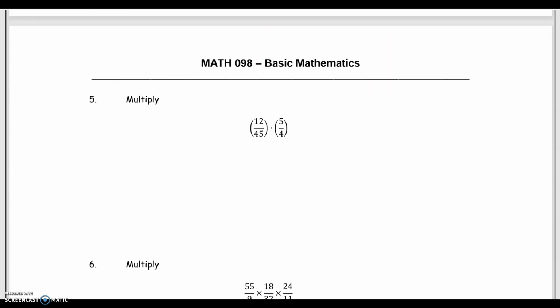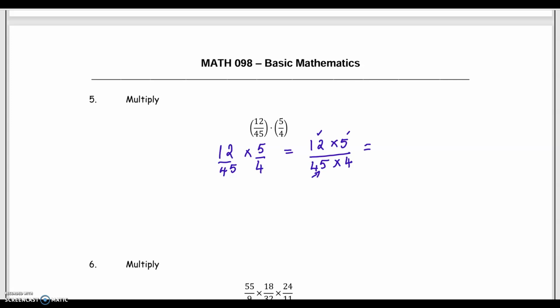Now let's see, we have 12 over 45. We don't really need parentheses here, times 5 over 4, which is the same as we multiply the numerators, multiply the denominators. So I'm going to look at the numbers in the numerator and denominator. I see a 4 in the denominator and I see a hidden 4 in 12. I see a 5 in the numerator. I see a 5 hidden as a factor in 45.